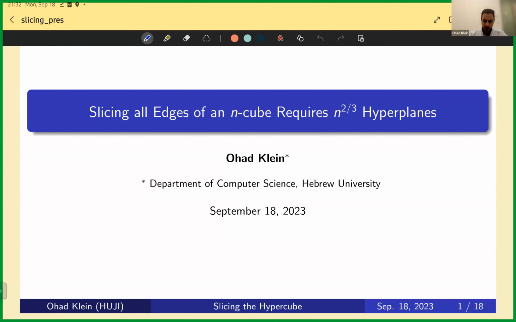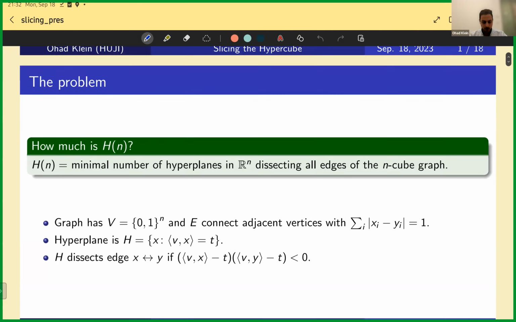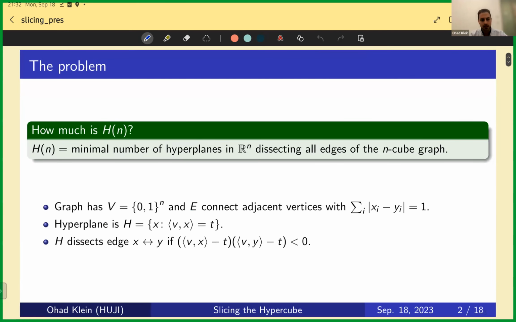Today we are going to discuss the following problem. We consider the minimal number of hyperplanes that are needed in order to dissect all edges of the hypercube. Just to make clear what it means.